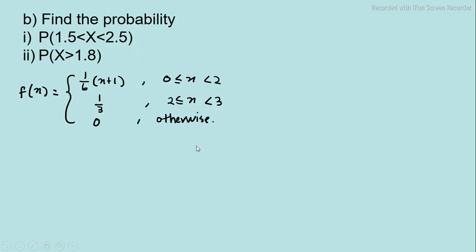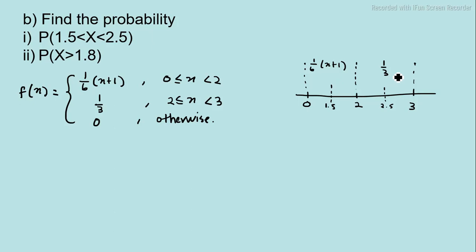Alright. Okay, so now barulah kita boleh jawab soalan B. Find the probability, okay, for x between 1.5 to 2.5. Okay, so tadi kita dah buat number line. Kita ada 0, kita ada 2, kita ada 3. Okay, so now we want to find the probability between 1.5. So 1.5 lies here. Okay, and 2.5 lies here. So, maksudnya kamu ada 2 fungsi yang berbeza. Dekat sini kamu ada 1 over 6 (x plus 1). Dekat sini kamu ada 1 over 3.